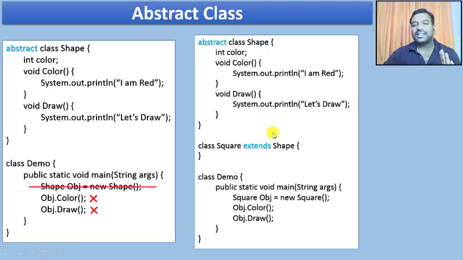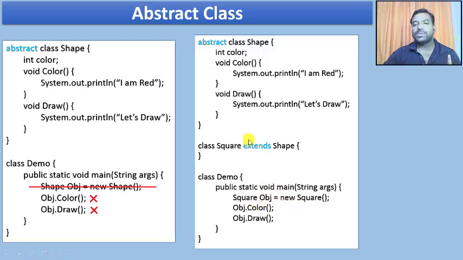Now I'm extending this shape. This shape, which is a superclass right now, is going to be an abstract class, and the square, which I have just created as a subclass, is a non-abstract class now. So for this square I can create the object. I cannot create the object for the shape, but now I can create the object for the square.